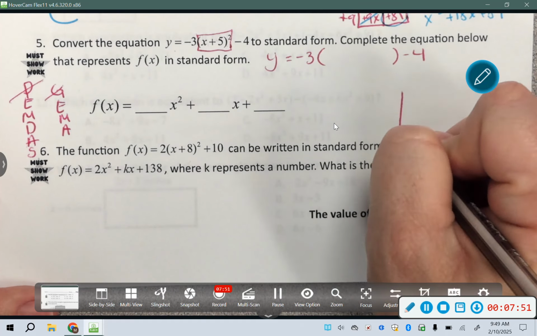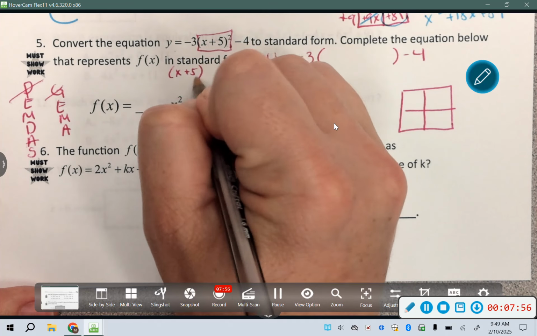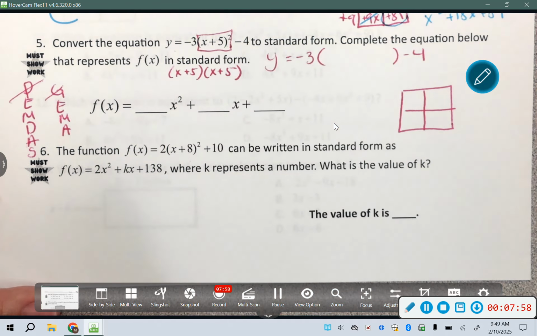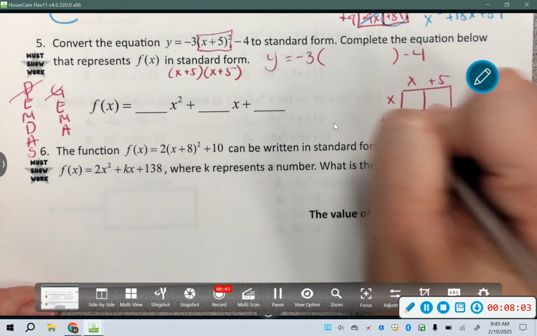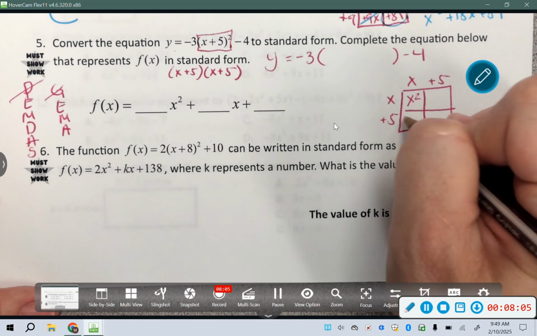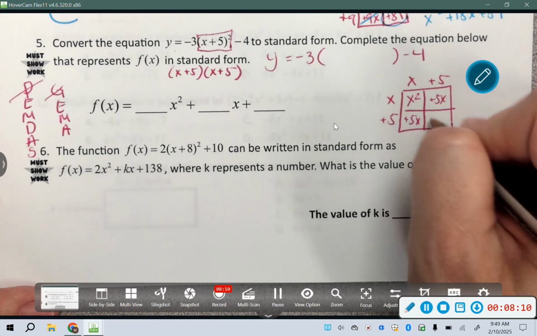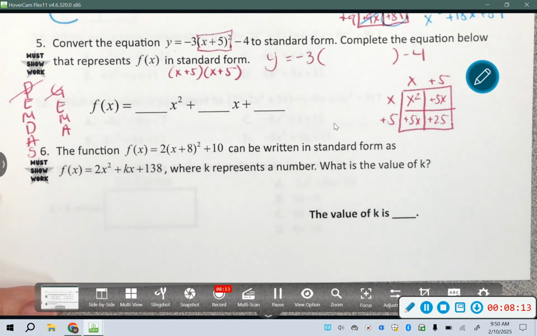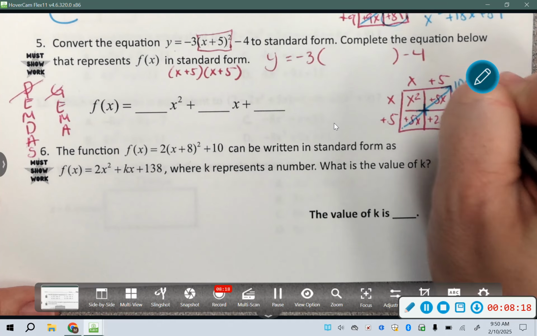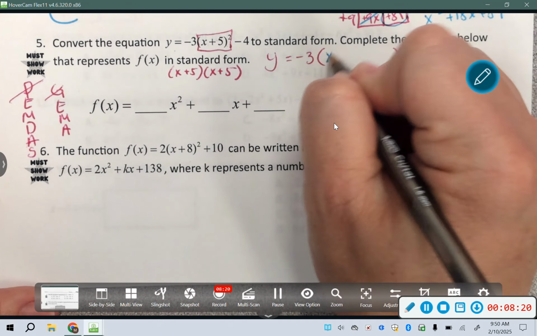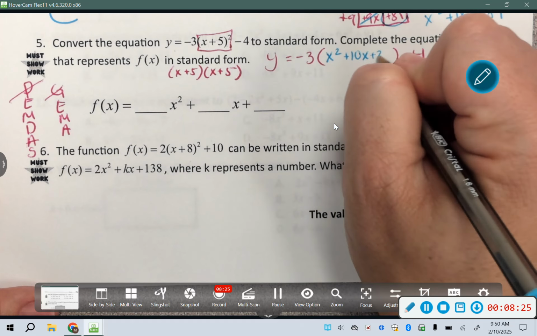So I have to build a box because I need to multiply x plus 5 times x plus 5, because that's what x plus 5 squared means. So x plus 5, x plus 5 gives me x squared plus 5x plus 5x, and 5 times 5 is 25. And I know 5x plus 5x is 10x. So I get x squared plus 10x plus 25.